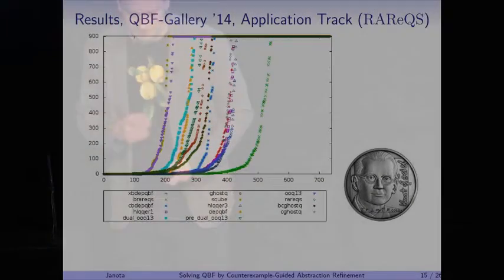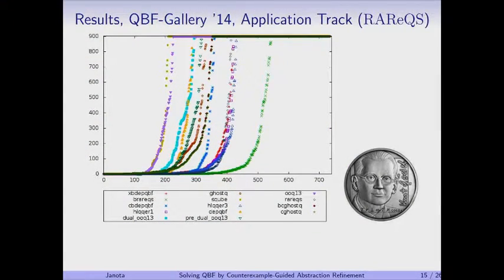I have implemented this in a solver called Rareqs. Last year there was a QBF competition, and the solver won the application track. This is a cactus plot, and there is a big difference between the current solvers and what my solver can do. What are the axes here? This is the number of instances, and this is the time, in milliseconds.